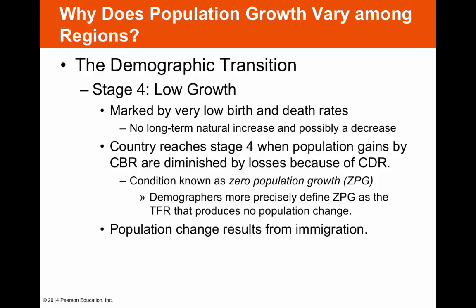Denmark. It's reached stage 4. In your book, it shows population pyramids, which we'll talk about in a few days. If you look in your book, Denmark's population pyramid is very flat. That shows that there are more people getting older and there are not very many young people. And so that indicates that they have what's called zero population growth.